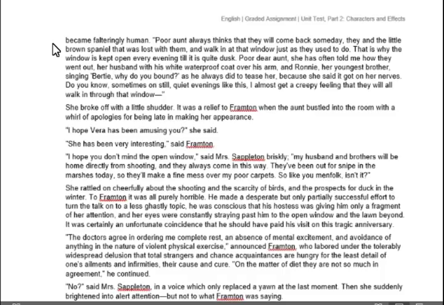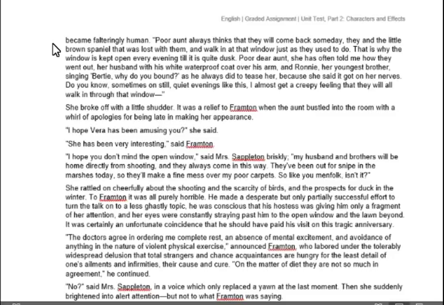She rattled on cheerfully about the shooting and the scarcity of birds and the prospects for duck in the winter. To Frampton it was all purely horrible. He made a desperate but only partially successful effort to turn the talk onto a less ghastly topic. He was conscious that his hostess was giving him only a fragment of her attention, and her eyes were constantly staring past him to the open window in the lawn beyond. It was certainly an unfortunate coincidence that he should have paid his visit on this tragic anniversary.